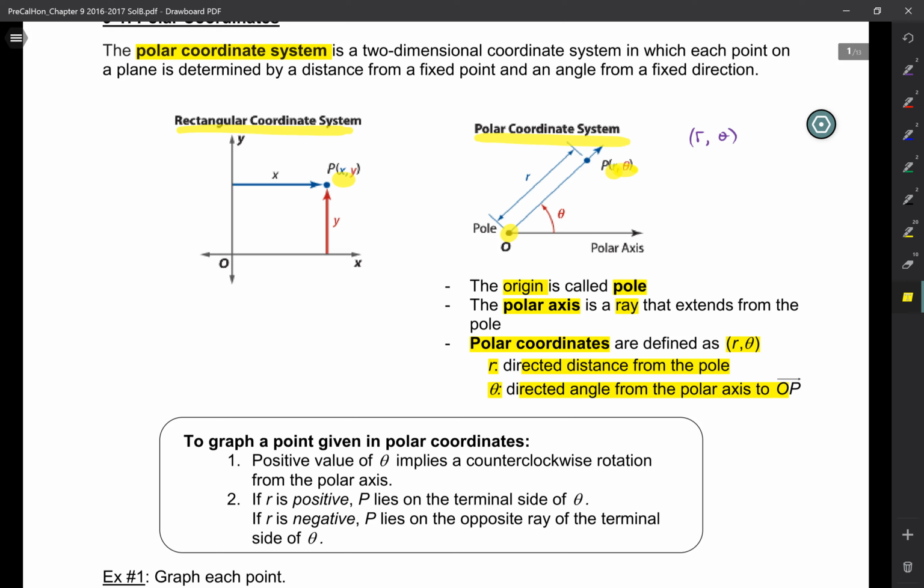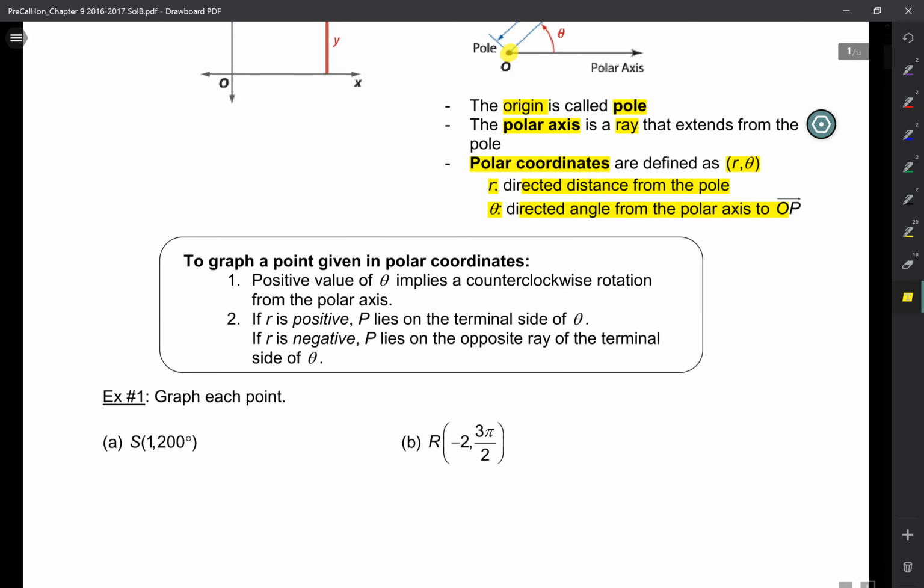Okay, so how do we graph? Well, r is a value. We can have positive or negative values for r. We could have positive or negative values for theta. Now let's talk about theta first. So how do we graph a point? If you have a positive value of theta, you go in the counterclockwise direction. In math and physics, counterclockwise is always positive. That's just how it works.